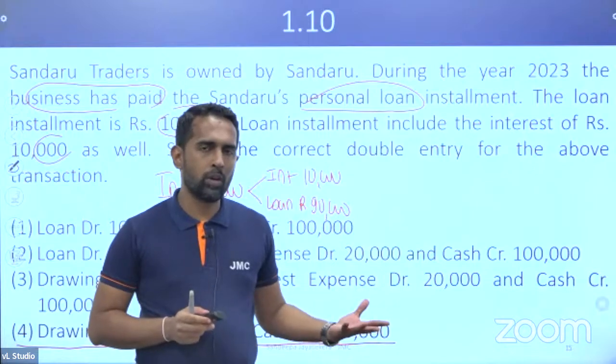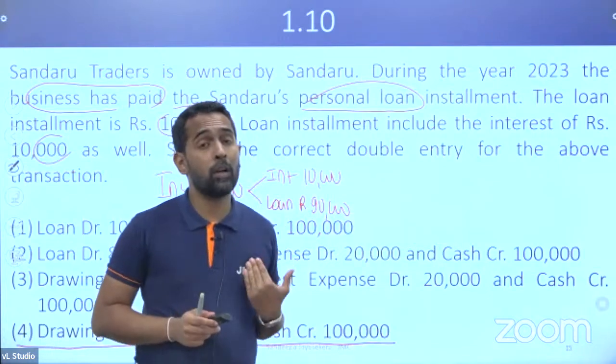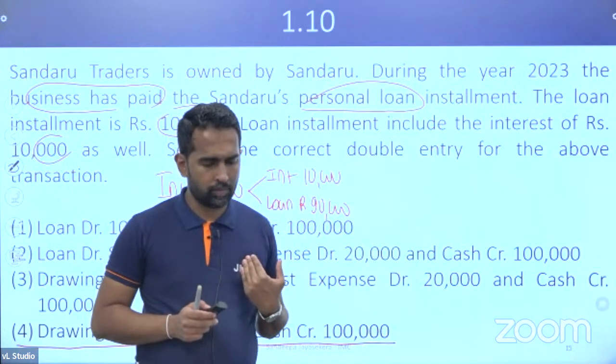Basically, the owner's loan is paid by the business. It's the owner's drawing. His interest expense will not become an interest expense of ours.